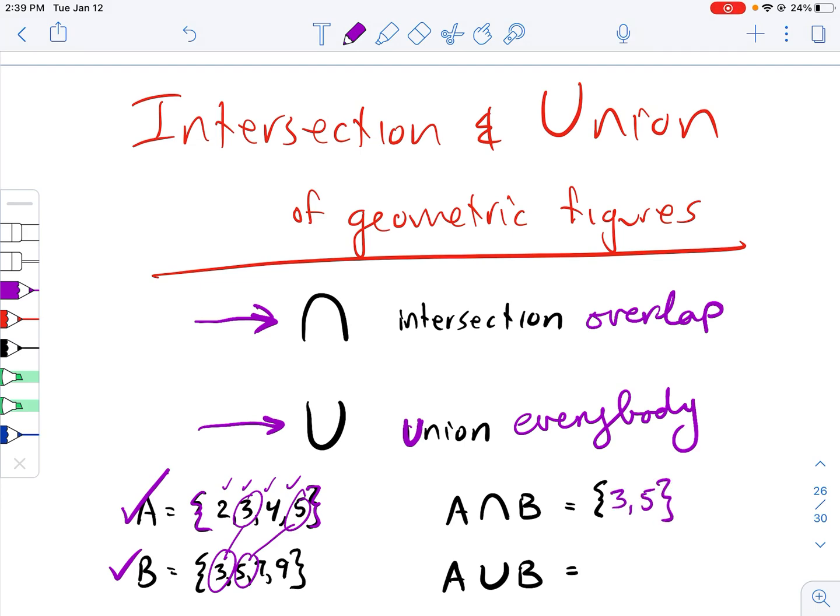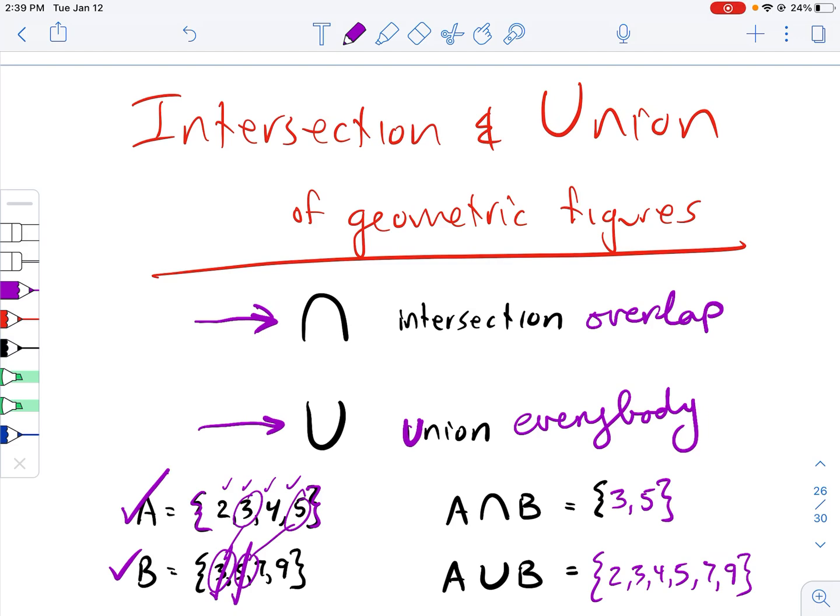and 5. Okay, now their union is going to be, I'm just going to take everything, so I'm going to take all of A, 2, 3, 4, and 5. I already have 3 here, I already have 5, so now I'm just going to add in 7 and 9. Notice I do not repeat elements. That is not something you do when you are listing the elements of a set.